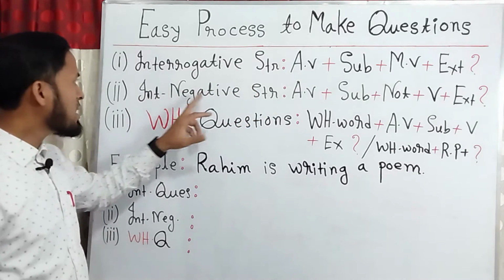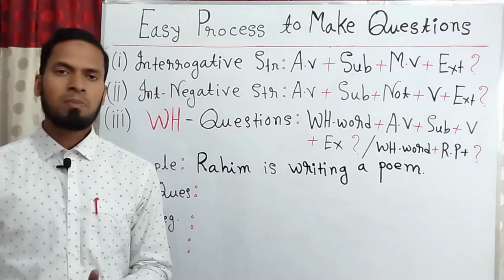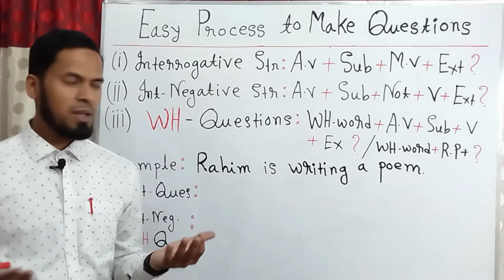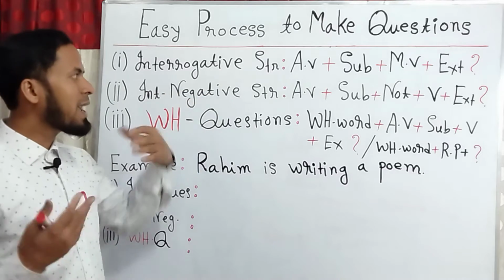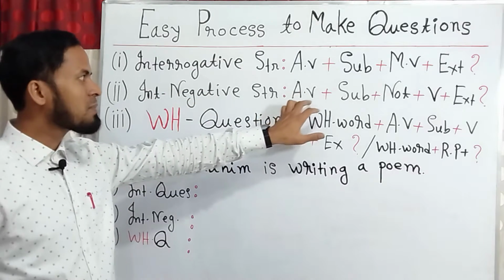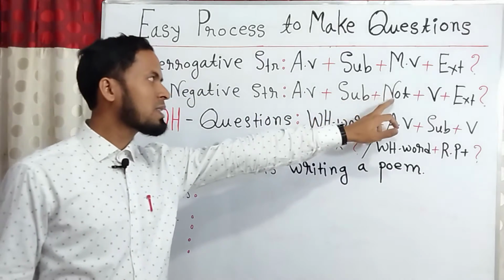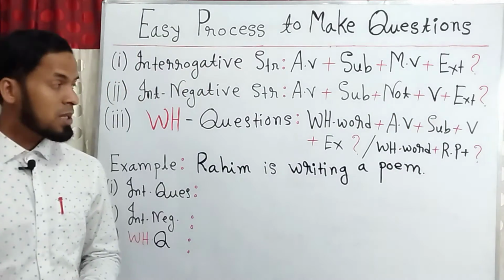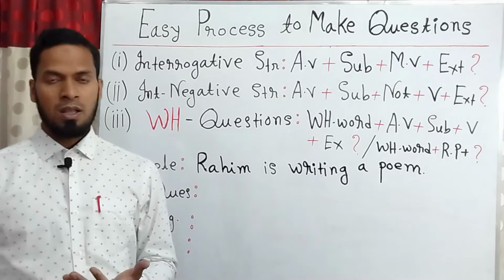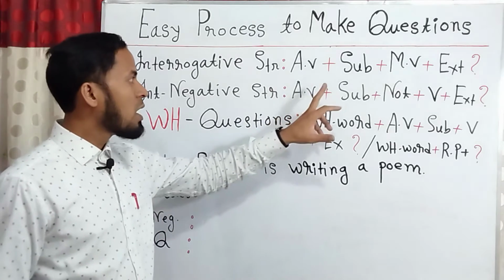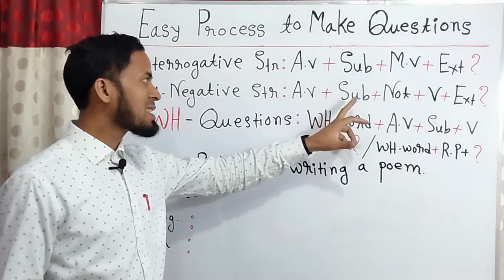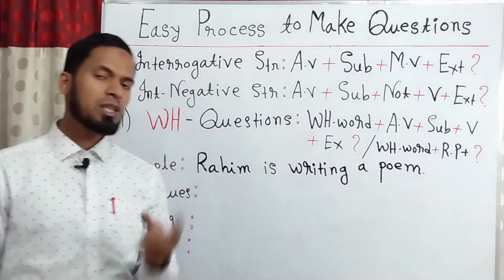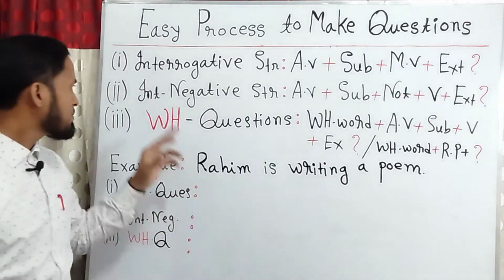And second one, interrogative negative question. That means at a time you can make questions as well as negative. That means interrogative negative at a time. At that time: auxiliary verb, then subject, then not, then verb, then extension, finally question mark. Or also you can use auxiliary verb plus not plus subject, then verb, then extension. In two ways you can do that.